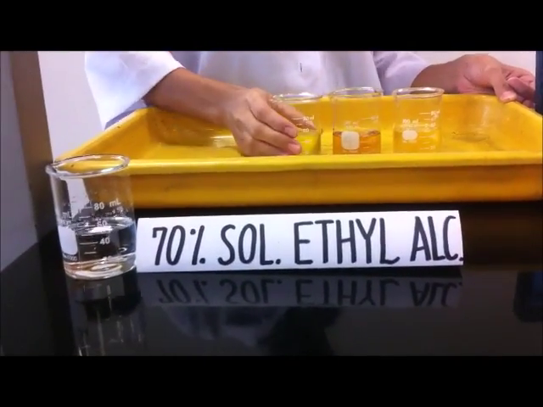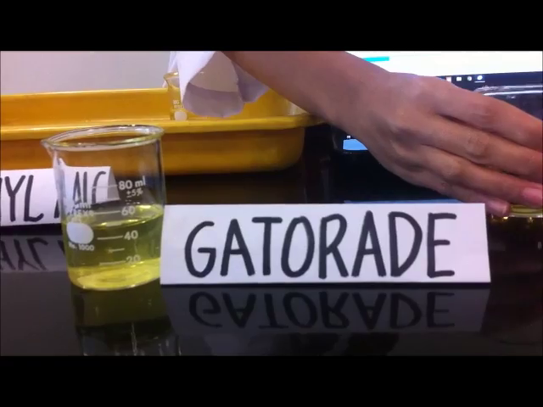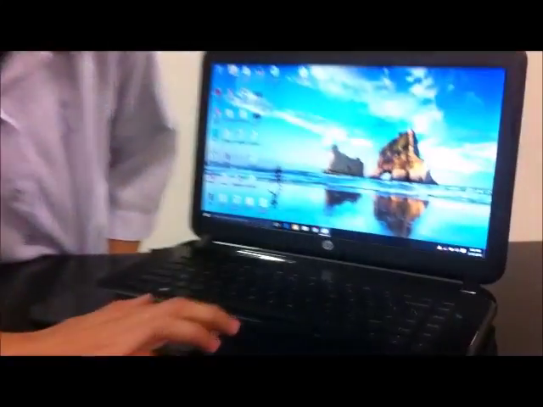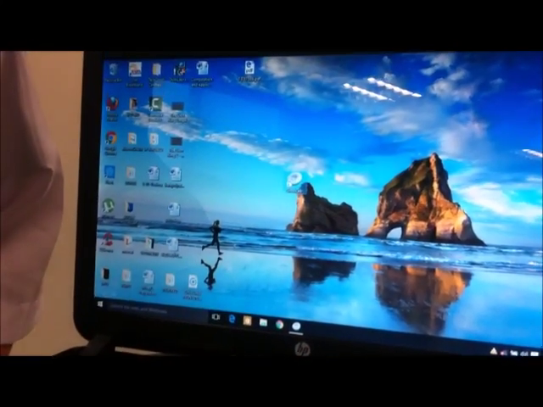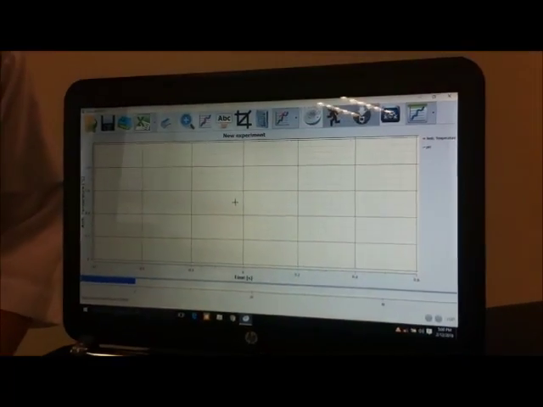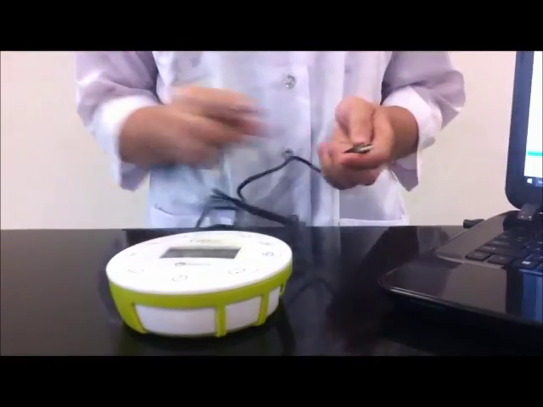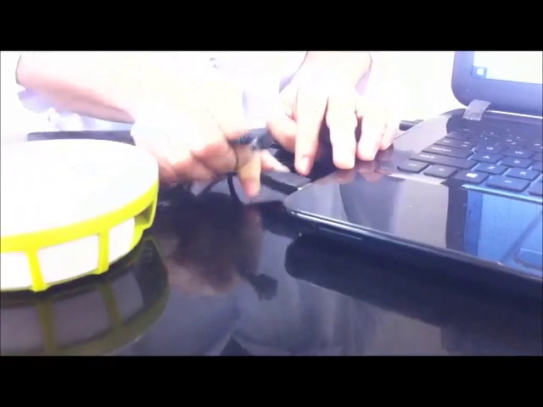And now, we have to prepare the samples with their corresponding labels before proceeding to the experiment. Now I have to open the GlobalLab software. And then, carefully connect the GlobalLab to the laptop.